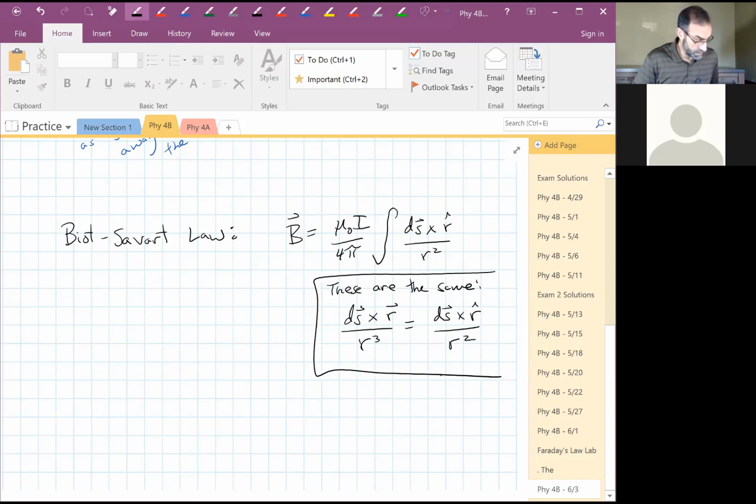Mu naught is a constant that we get in all of our magnetic equations, just like we had epsilon naught in most of our electrostatics equations. Mu naught is equal to 4 pi times 10 to the minus 7 tesla meters over amps.